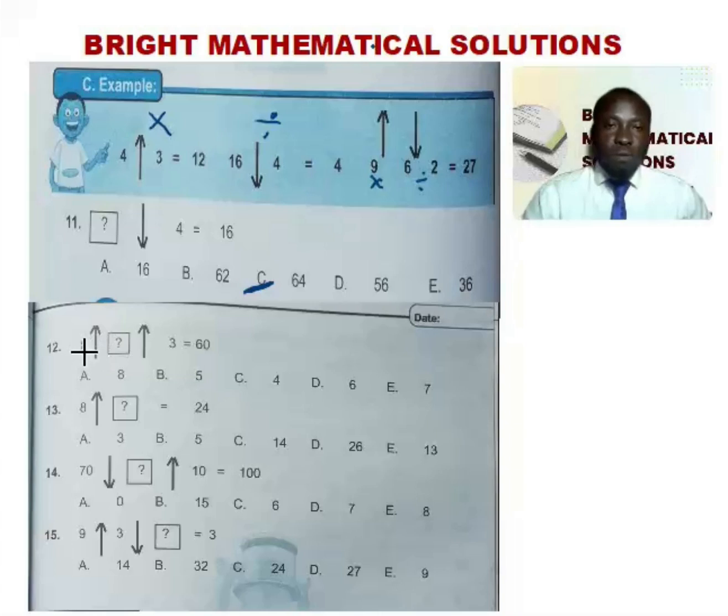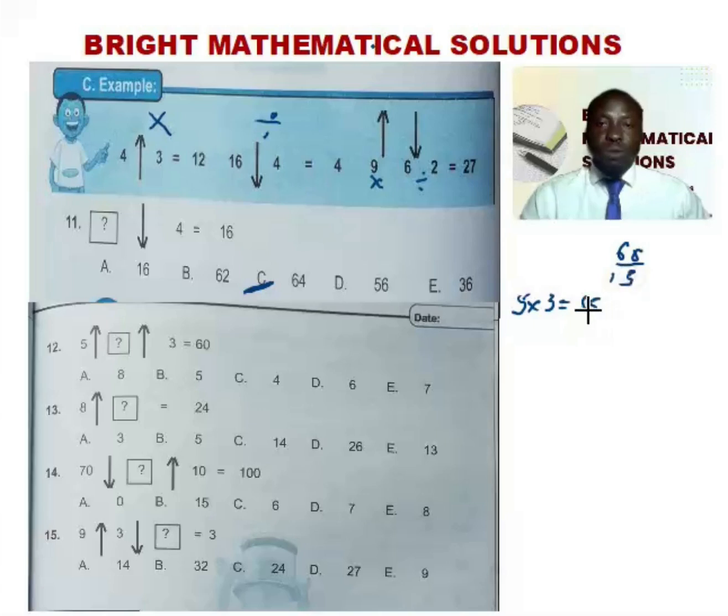So we have 5 multiplied by unknown multiplied by 3 equals 60. Since it is multiplication all through, we can say 5 multiplied by 3 gives us 15. So we multiply something by 15 and it gives us 60. So we can say 60 divided by 15, which will give us 4. So what is missing here is 4.